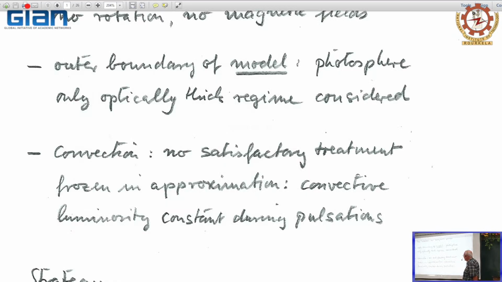So these are the drawbacks. The outer boundary is not the outer boundary of the star, but it is the photosphere. And convection is not treated in a satisfactory way.